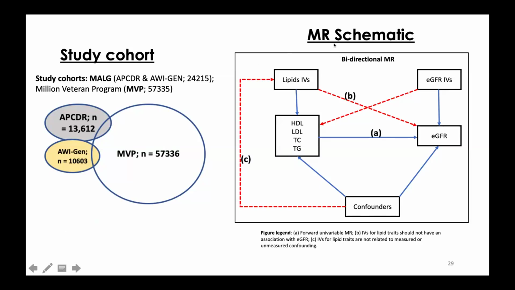So our MR scheme was as below. We have our exposure, like I said, in the fast forward direction. Our exposure was these lipid traits: HDL, LDL, TC, and TG. And then we first needed to see how each of them independently affects EGFR. Does it increase the EGFR? Does it lower the EGFR? Remember, a high EGFR is good for kidney function, and a low EGFR is not good for kidney function.